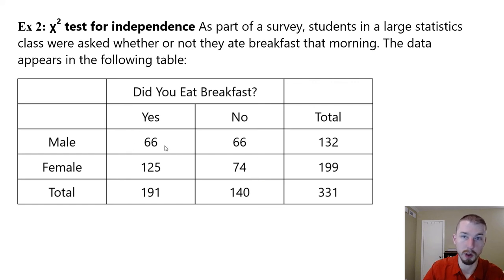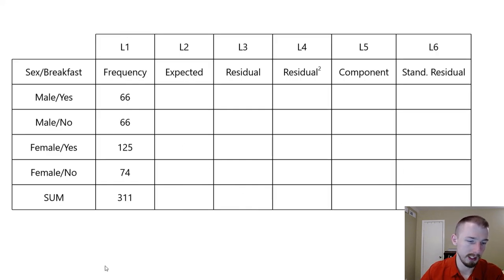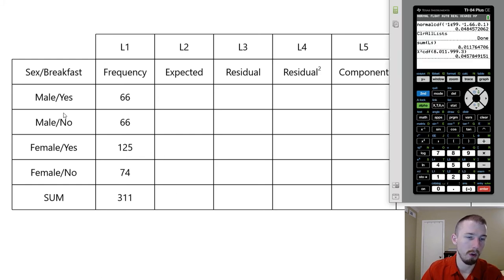So there's really only 1 degree of freedom. There's only 1 cell that we would need to know in order to be able to fill in the rest of them, knowing the totals that we had anyway. All right, so let's go ahead and put this into our calculator. We are going to list this out here as male yes, male no, female yes, and female no.